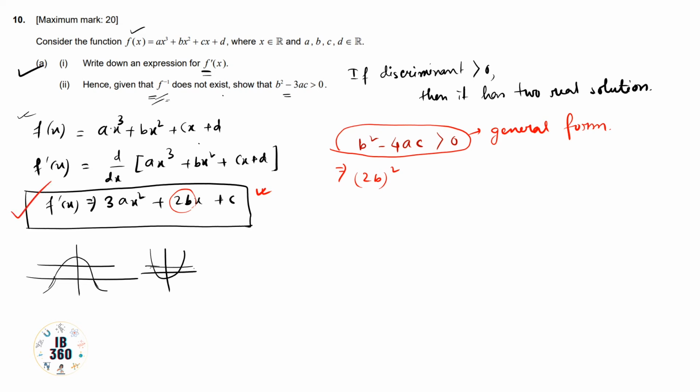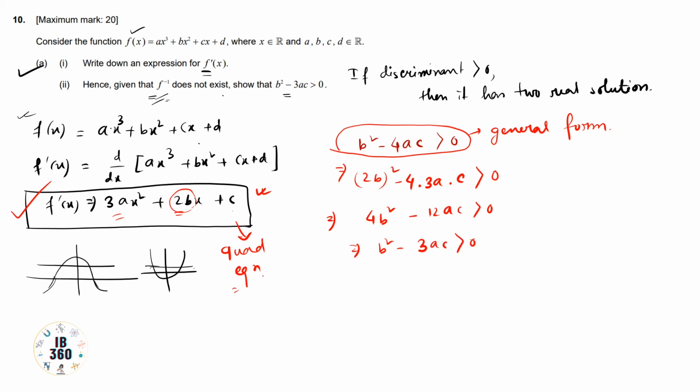And here is the actual form of the quad equation. This is the quad equation, so we are using this only here. The value of b will be 2b, minus 4 into the value of a, which is 3a, and the value of c is c, greater than 0. So from here we are getting 4b square minus 12ac greater than 0, so we are getting b square minus 3ac greater than 0. So this is the second question that we need to verify.